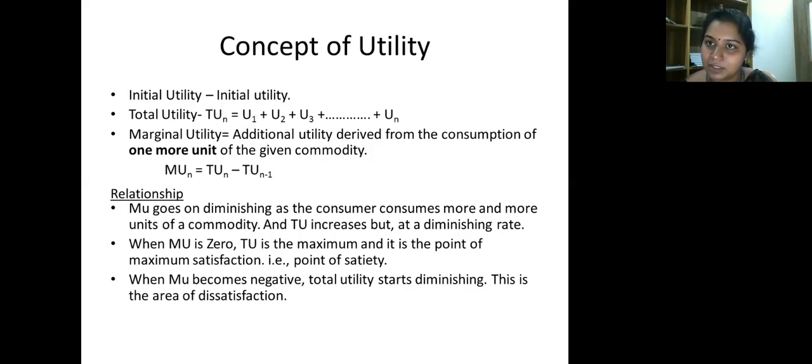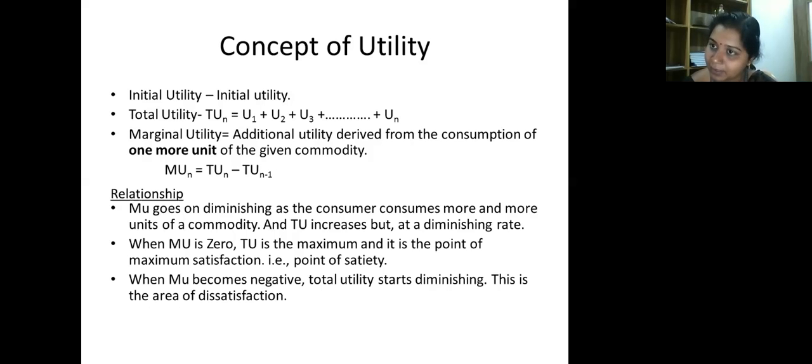So what is the relationship? We are going to start with the initial utility concept. From the first unit, what is the utility level? It will be maximum. When you are consuming the first unit of the product, the utility level will definitely be very high. But marginal utility keeps on declining from the initial utility. In the second unit, relatively, it will be less. In the third unit, it will be less. If you are consuming the 7th unit, it will be 0. At the 8th and 9th, it will be negative.